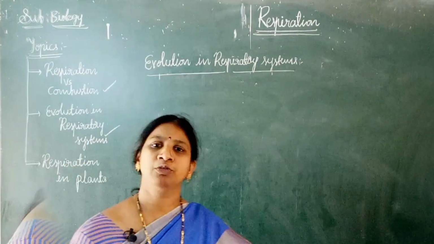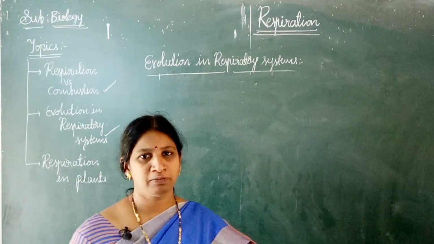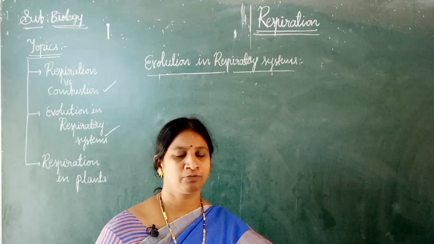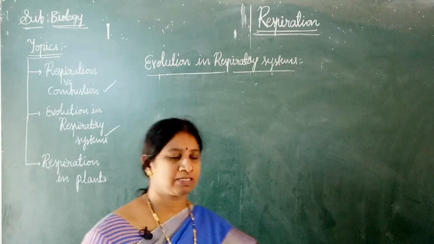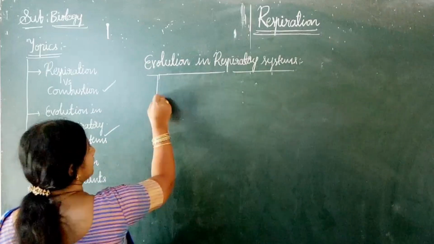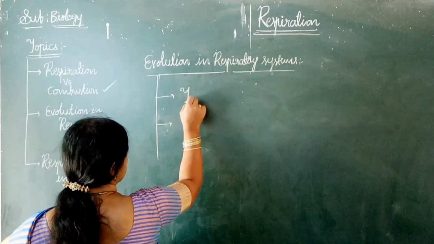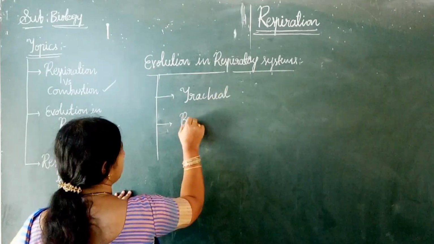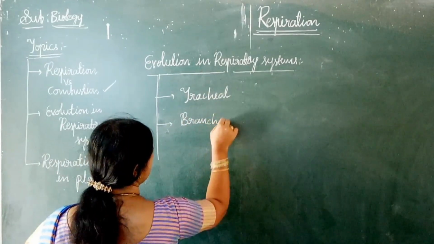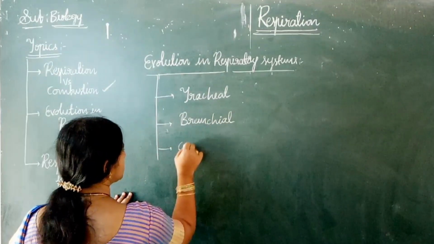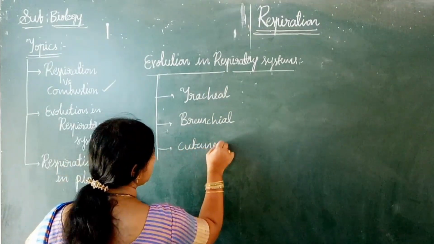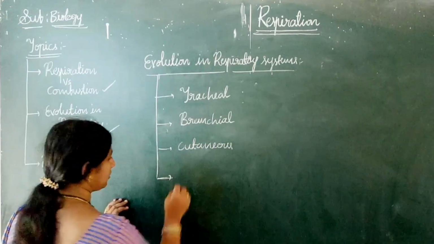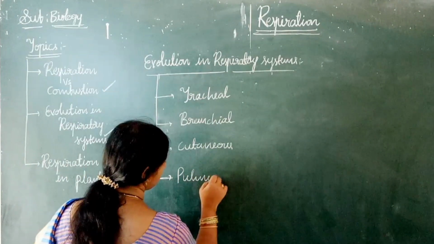So now based on those 3 factors, majority of animals have 4 types of respiratory systems. So let us see what are those 4 important types of the respiratory systems. One is tracheal respiratory system. The second is bronchial respiratory system. The next one, cutaneous respiratory system. And another well advanced is pulmonary respiratory system.